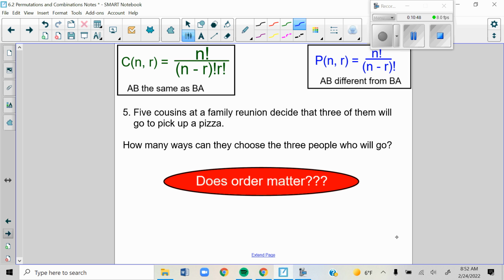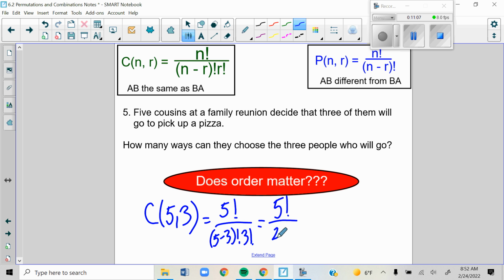You're just picking a group of 3 people. So we have a combination. We have 5 to choose from, and we're choosing 3 of them. 5 factorial over 5 minus 3 factorial, 3 factorial. So this is going to simplify into 5 factorial divided by 2 factorial, 3 factorial.